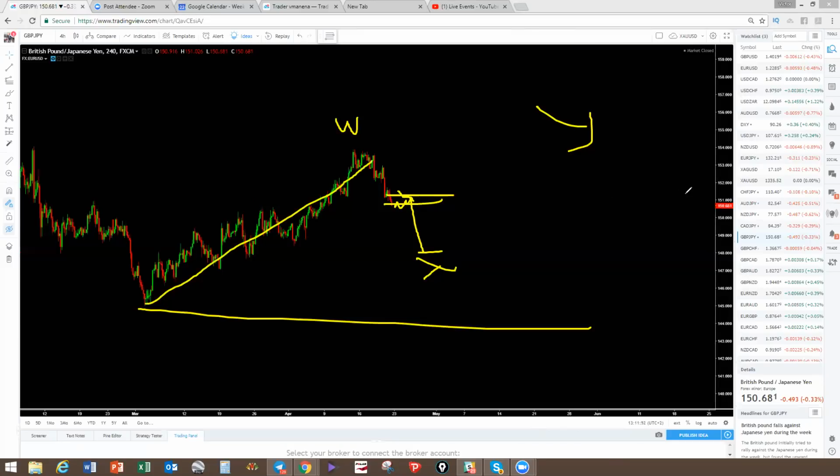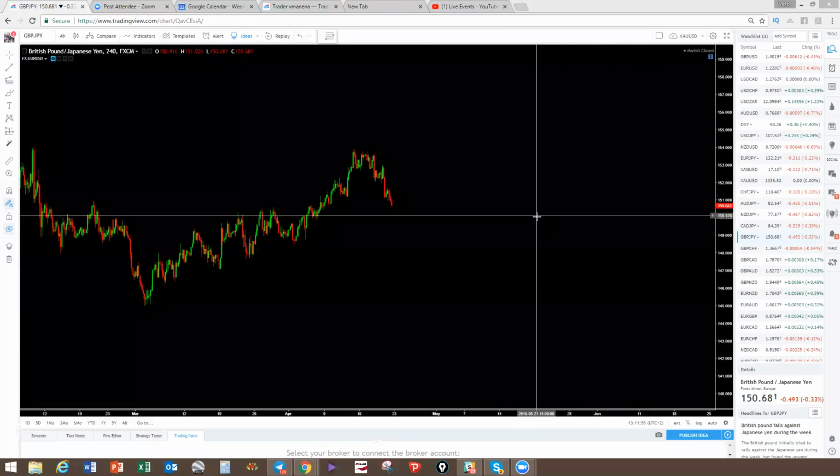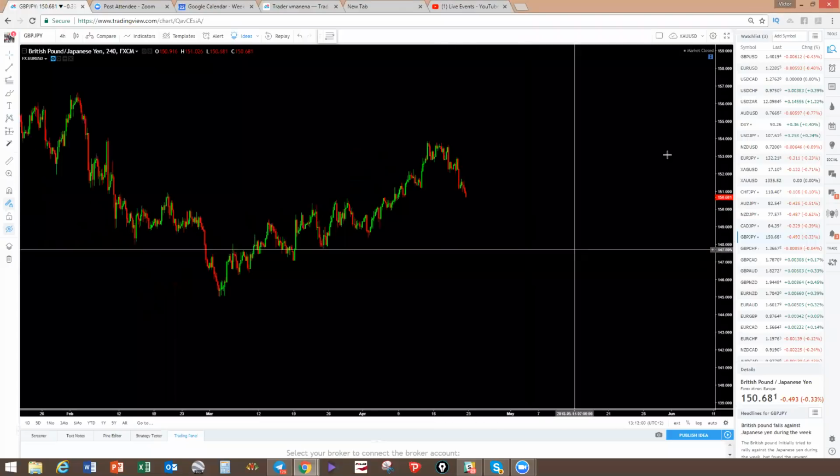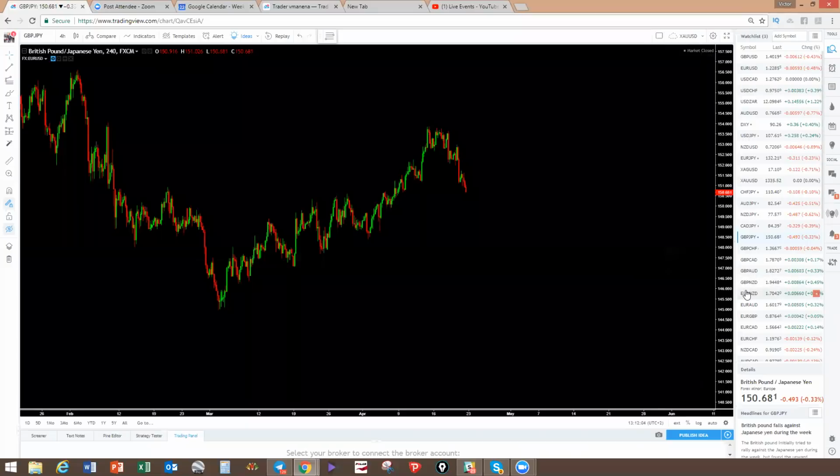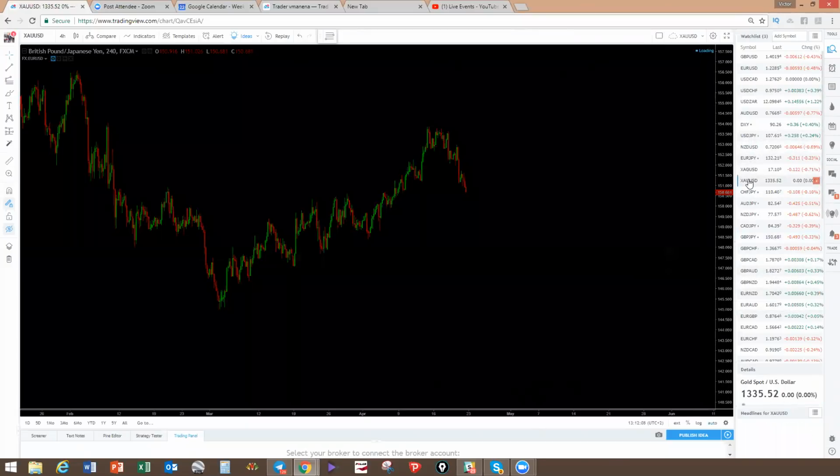Okay. Good one, Kozo. Yes, if you know what you're doing, then you'll make lots and lots of money. So that's pound, yen. Let's do silver and gold. It's all about making loads and loads of money.